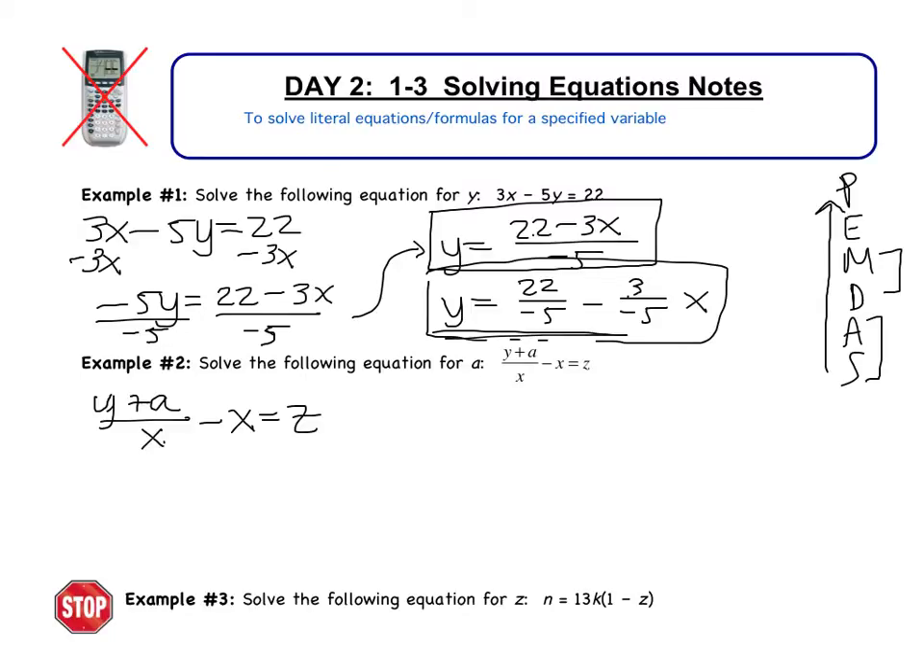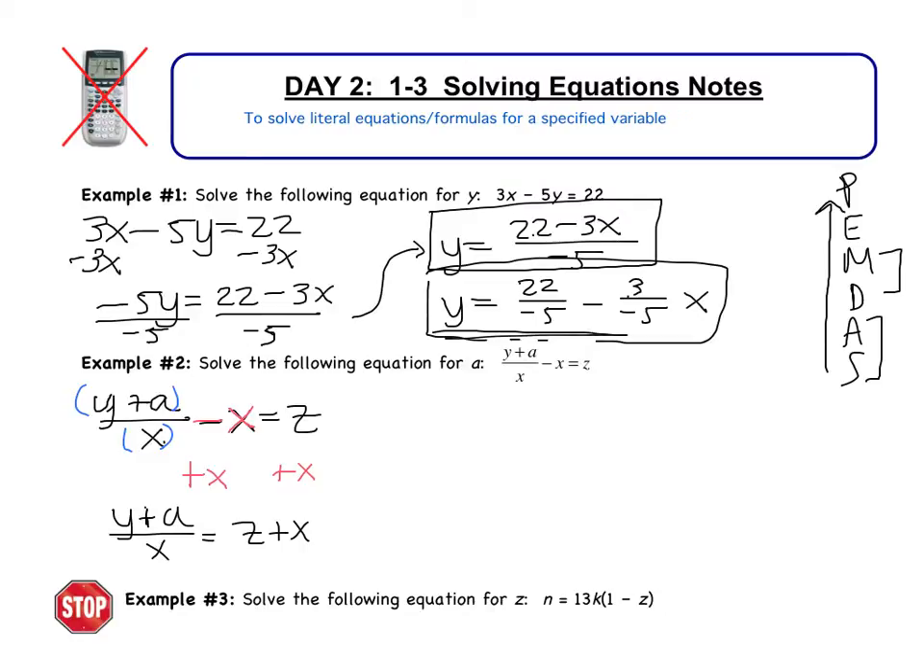Looking at the order of operations, start with anything being added or subtracted. In the back of your mind, remember that there are parentheses here. Okay, so the only thing that's being added or subtracted is this x right here. So I'm going to get rid of that first. Because it's being subtracted, I'm going to add x to both sides. So I'm left with y plus a, all over x, equals z plus x. Now remember that y plus a is in parentheses, so I'm not going to do anything with that just yet.